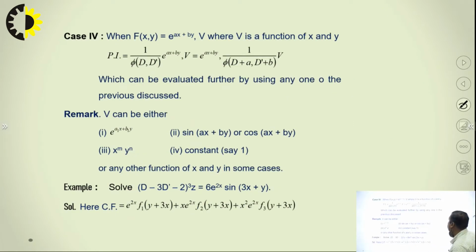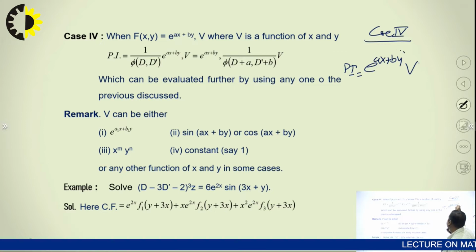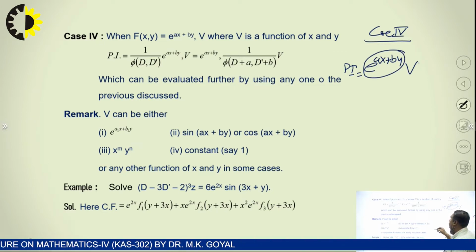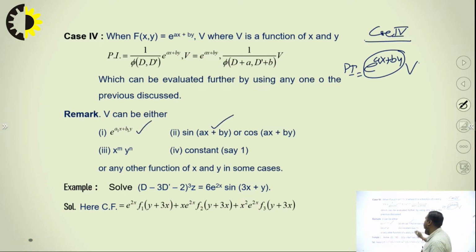Now there is another case, the fourth case. Case fourth, there means there are two functions: e की power ax plus by into v. PI is equal to e की power ax plus by into v. V is another function. V may be e की power ax plus by, v may be sin ax plus by, v may be x की power m, y की power n, v may be constant one.